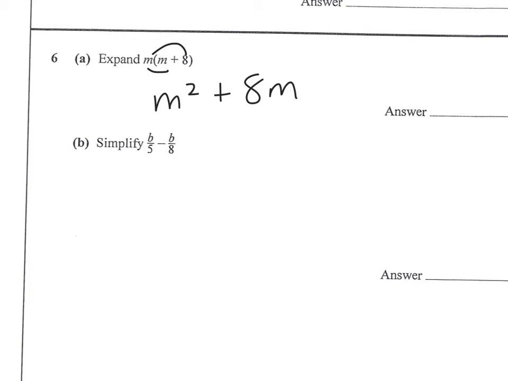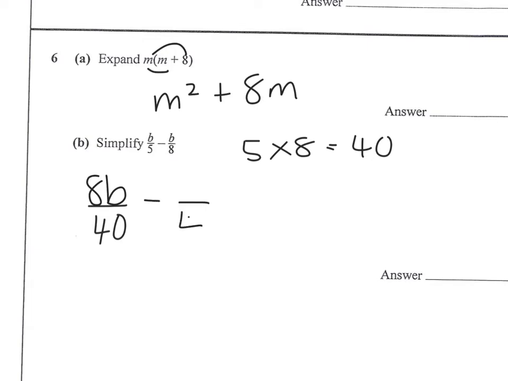Dealing with fractions, we always want to have a common denominator, so 5 times 8 is 40. So if I think of the first fraction, the denominator is 5. What have I multiplied it by to get 40? I've multiplied by 8. So we have 8b. Second fraction, the denominator is 8. What have I multiplied that by? It's 5. And 8 take away 5 is 3. So 3b over 40.